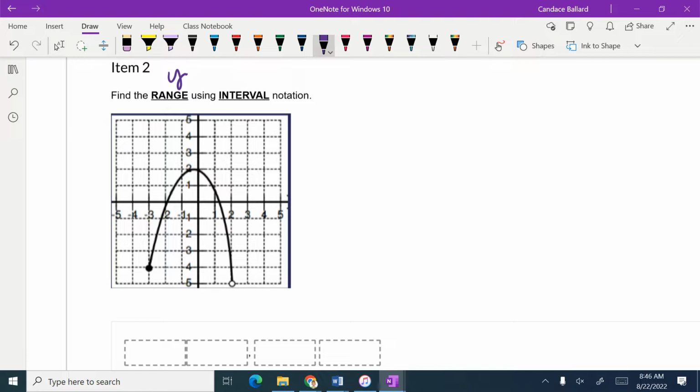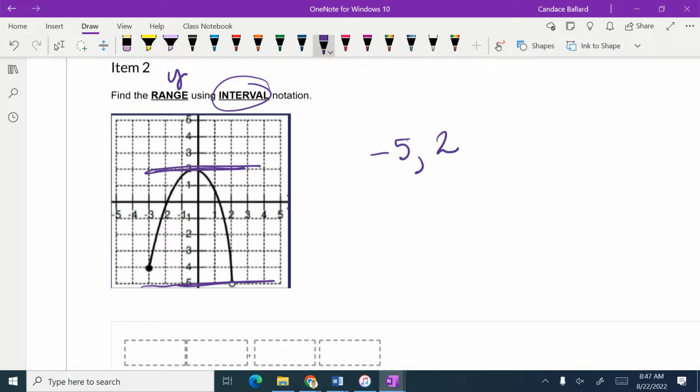Am I doing inequalities or parentheses and brackets? Parentheses and brackets. What word means parentheses and brackets? Interval. When I see interval, I'm doing parentheses and brackets. I got to do Y values, which means I'm starting at the bottom of the graph, so I'm going here to here. What is my smallest Y value? -5.